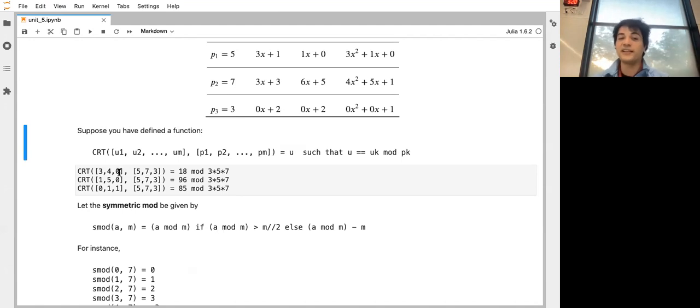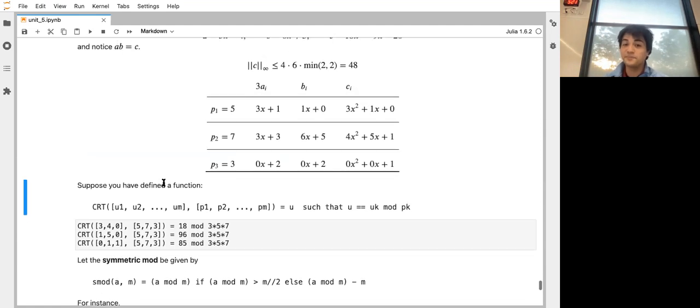But in any case, if you can do CRT on pairs, you can certainly do them on lists. Right? So if I give you a list of images, and I give you a list of primes, you should be able to construct the solution. So if I tell you that our secret number is 3 mod 5, 4 mod 7, and 0 mod 3, you should be able to construct that the secret number is 18.